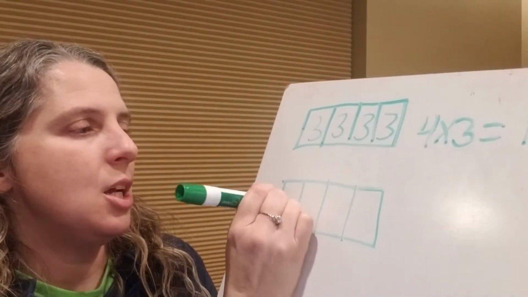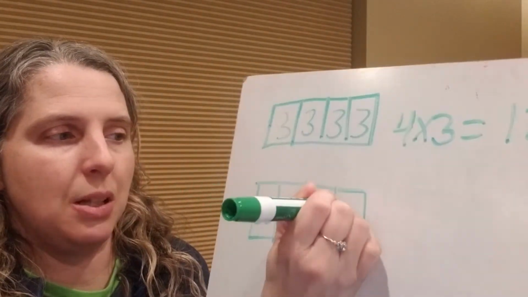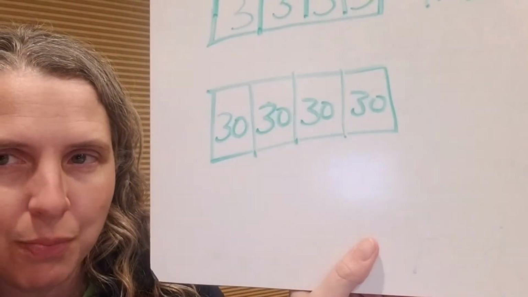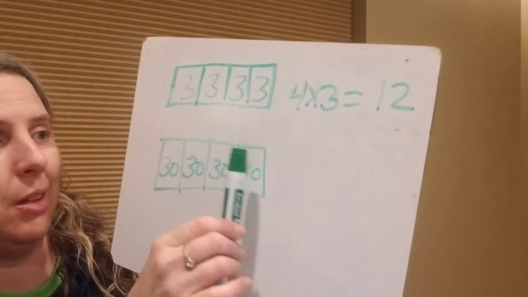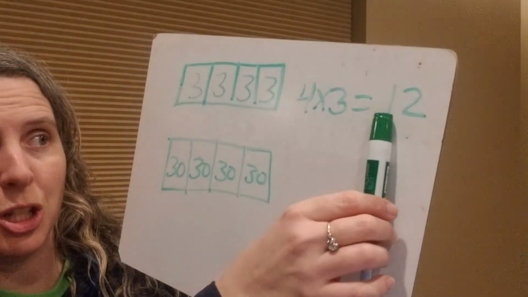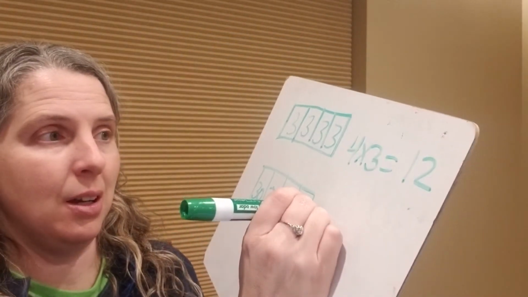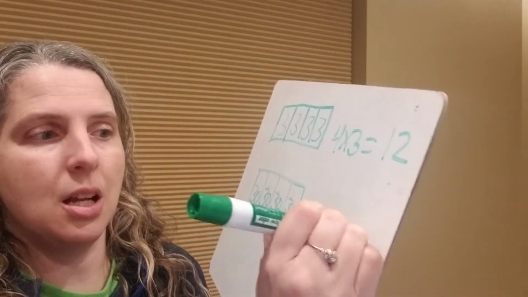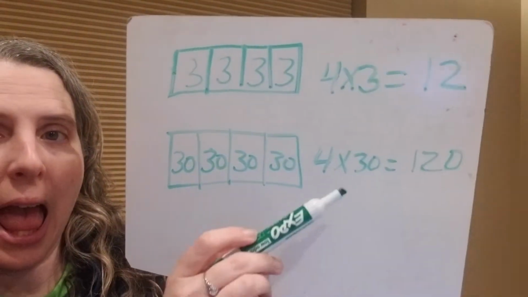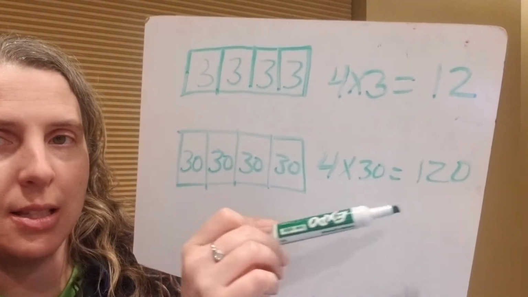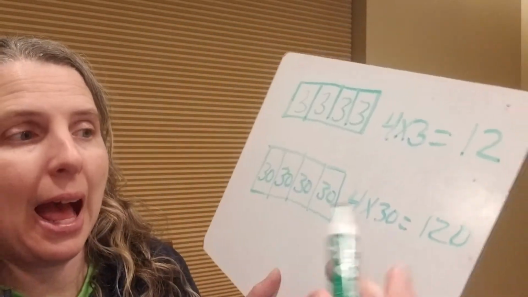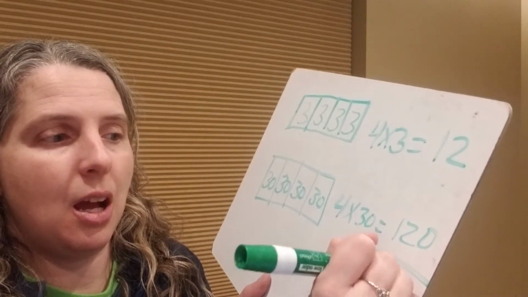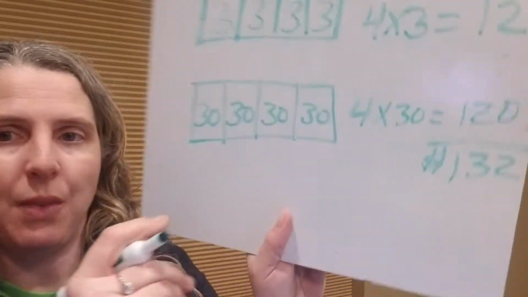For babysitting, she gets 30 plus 30 plus 30 plus 30. How many 30s do I have? 4. So I can do 4 times 30. Well, that's the same as 4 times 3 if I cover up that 0, right? So she gets 12, and then I add the 0 on there. So 4 times 30 is 120. That's what she gets each week, every week. Okay, this is how much she gets for babysitting, this is how much she gets for allowance. Now if I have to combine them, I'm going to add them. So I know that she'll get $132 after 4 weeks.